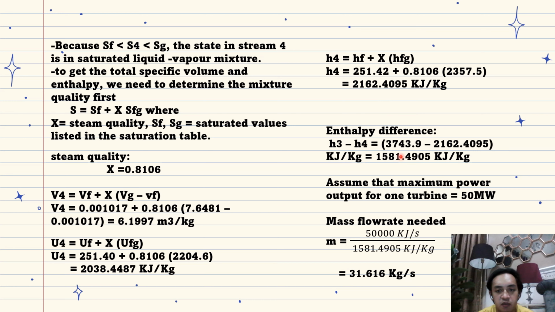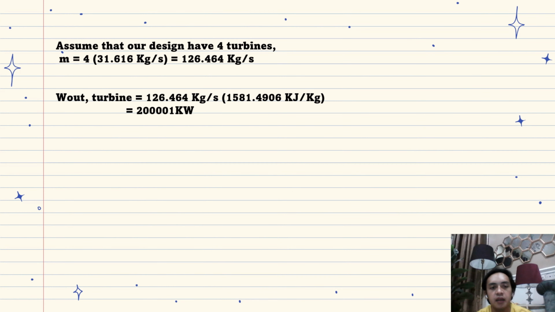The enthalpy difference is used to determine the mass flow rate needed, using the assumption of 50 megawatts of power at the output of the turbine. Then the mass flow rate needed is multiplied by 4 because we have 4 turbines in our design, and the work output of 4 turbines is 200 megawatts.